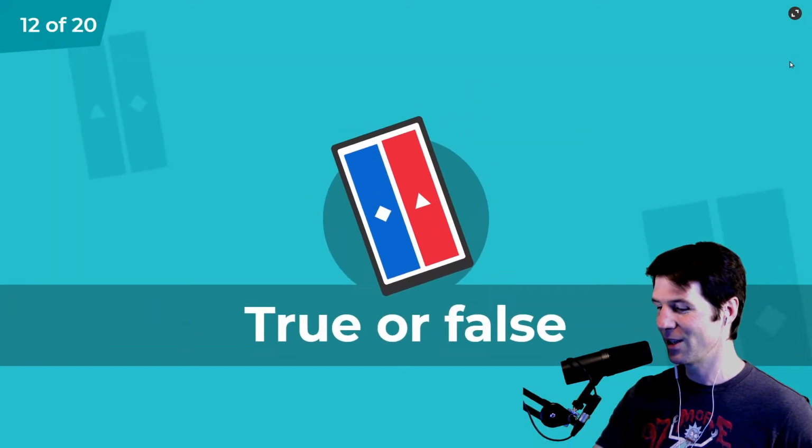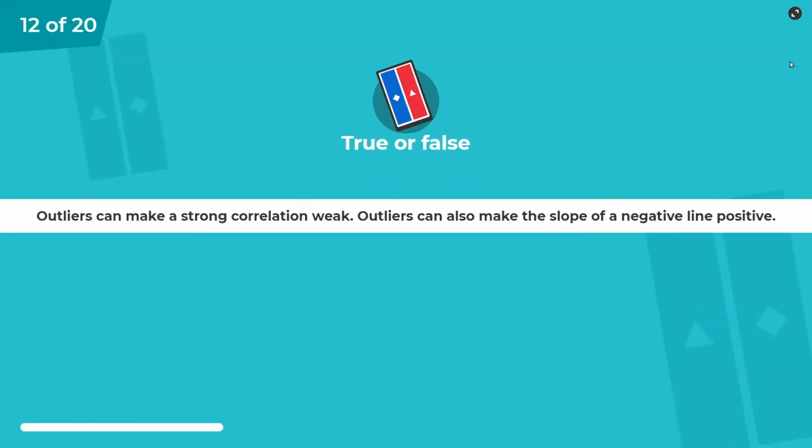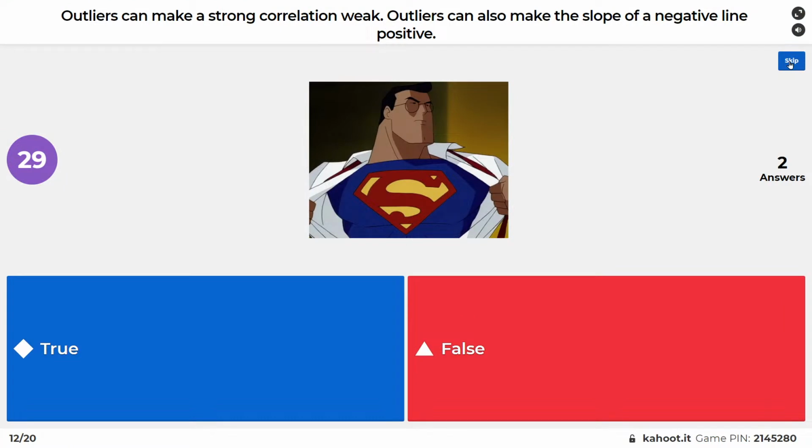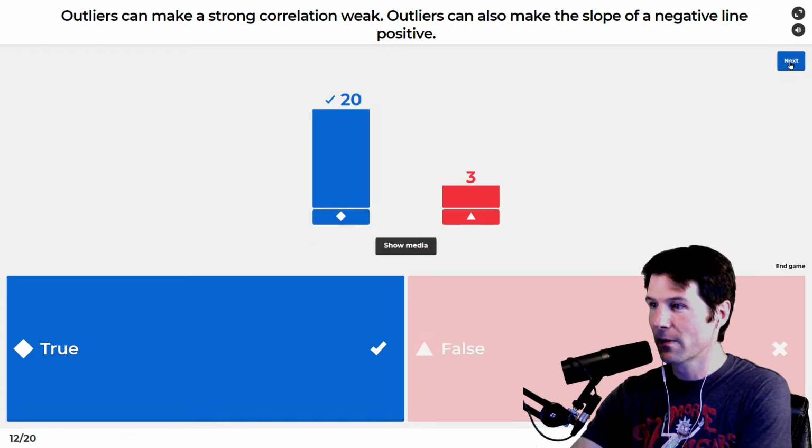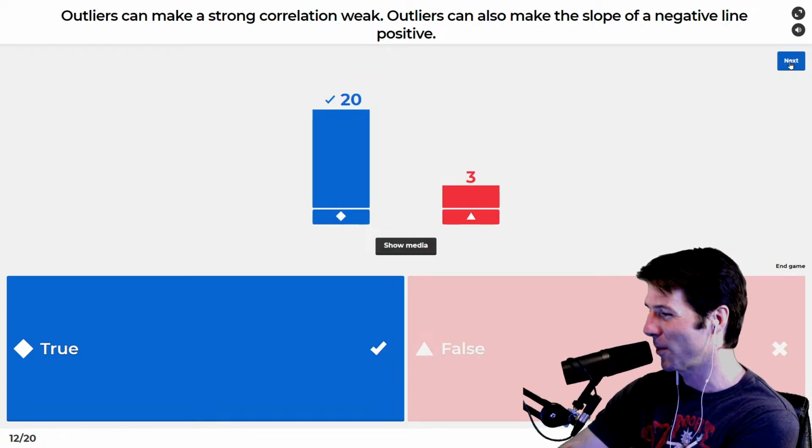Let's continue on. True or false? Outliers can make a strong correlation weak. Outliers can make the slope of a negative line positive. Ivan knows this 100%. So outliers can do anything pretty much. Almost. Got Superman right there. Anything is possible with outliers, except for maybe something coming up here later.